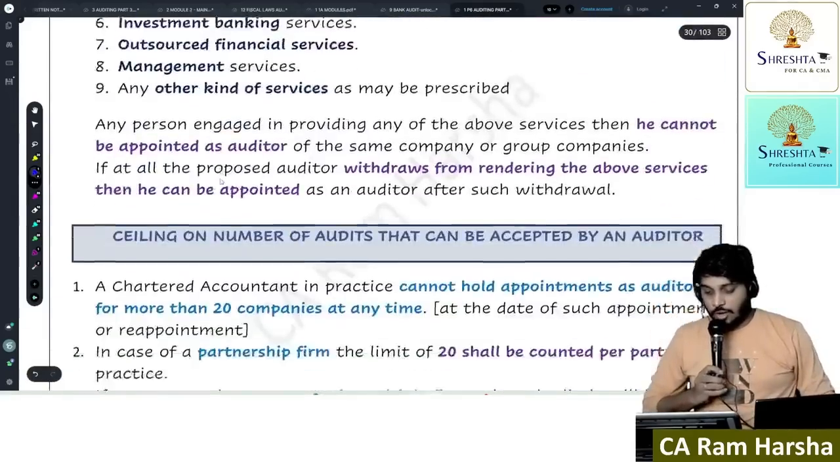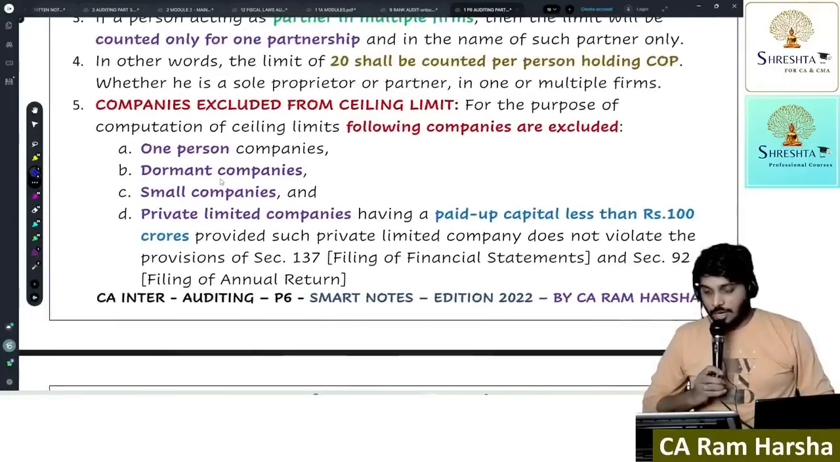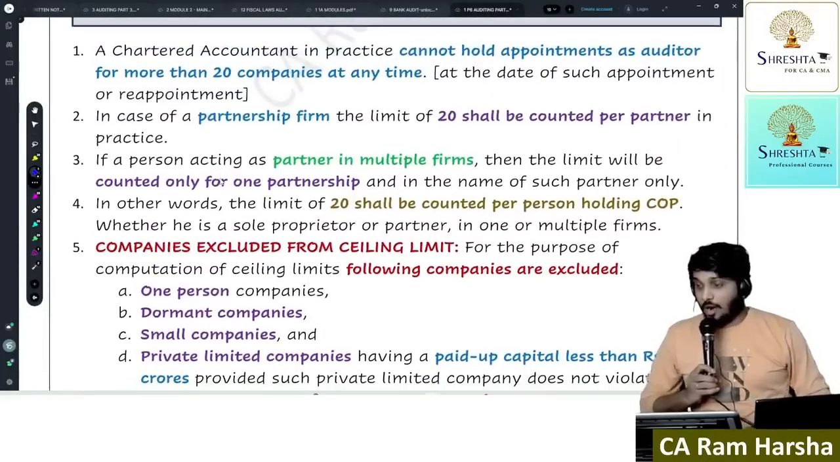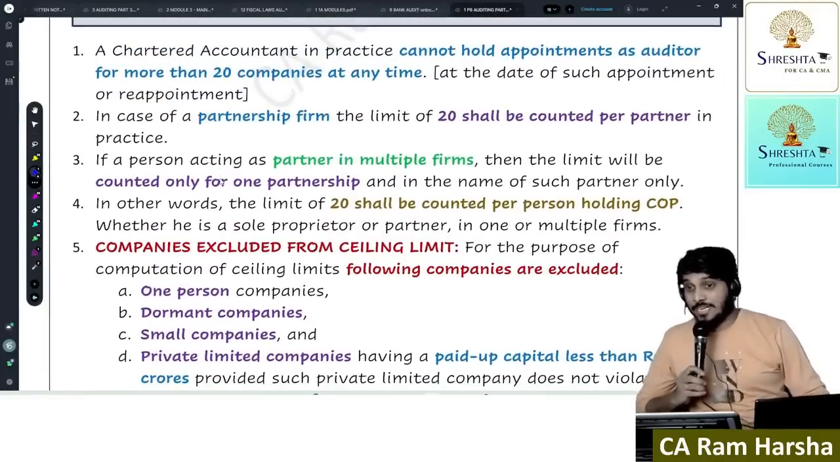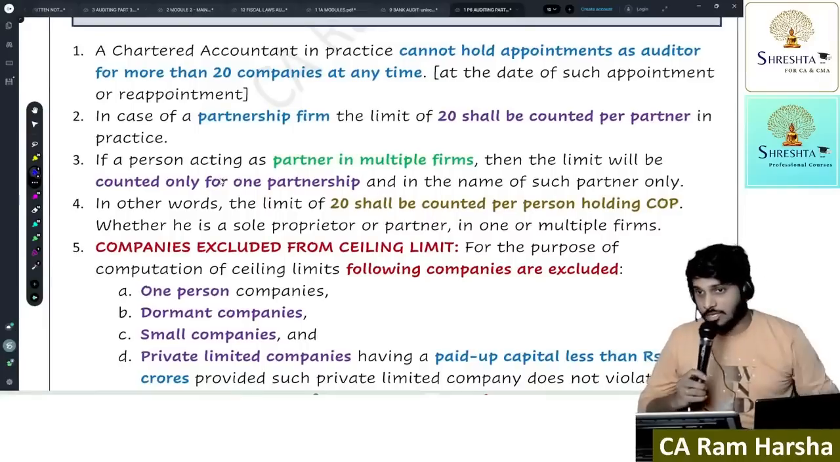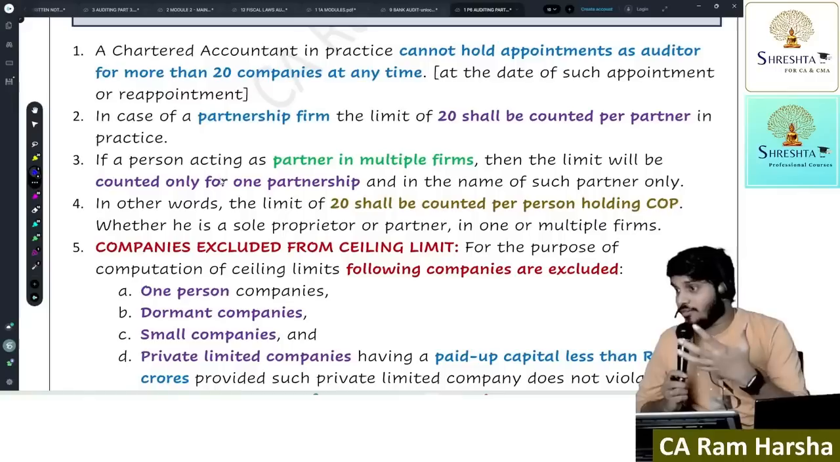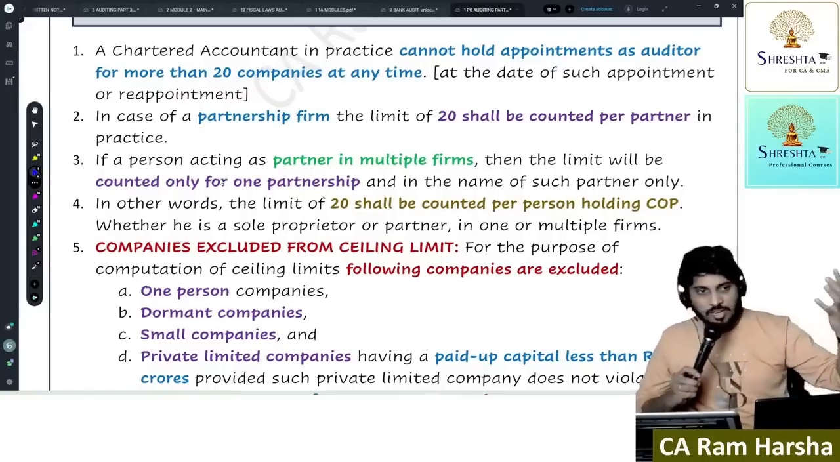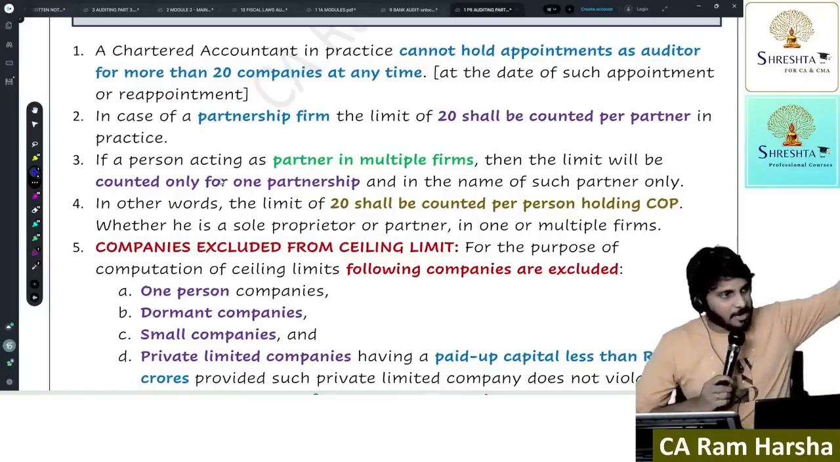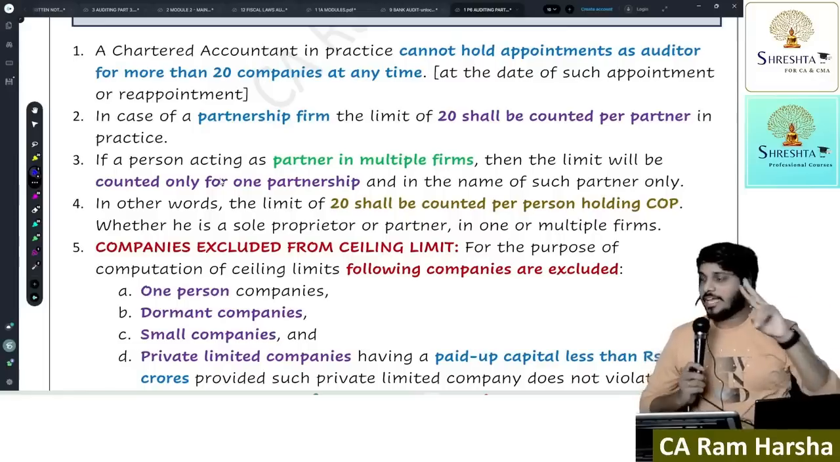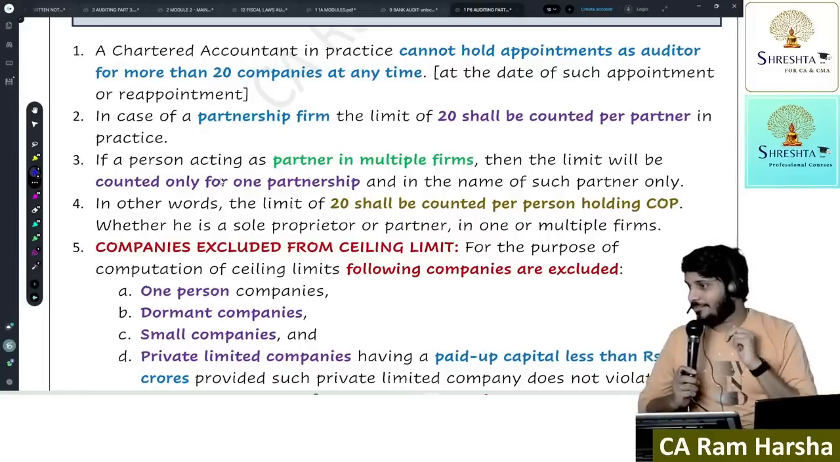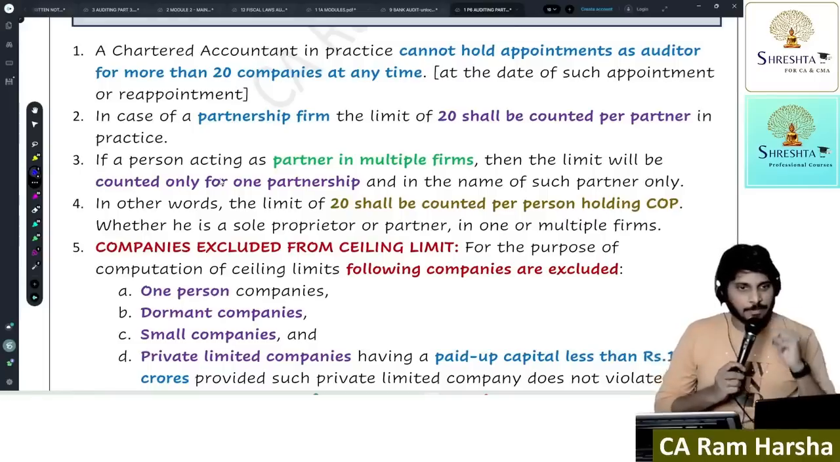So this is called the audit ceiling. What is this called? Audit ceiling. Which means the audit ceiling is not to protect independence, but to protect the quality of the audit. What are the audit ceiling guidelines? What is the necessity of the audit ceiling? Quality of audit. You cannot give permission to a single CA to accept any number of audits. He can audit a maximum of 20 companies.